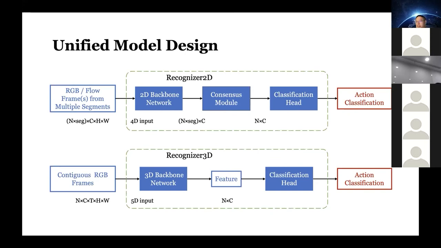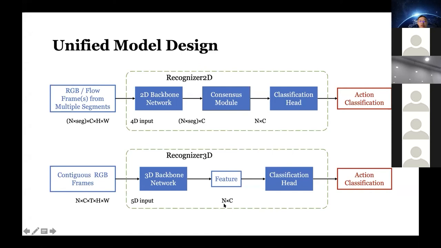And for Recognizer3D, instead of relying on multiple streams or multiple channels of feature inputs, it's just relying on the video itself, that is, the contiguous video frames. And these frames will then be expressed as a five-dimensional tensor: the number of samples, the number of channels, and the number of frames within each instance and the spatial size. So we have the temporal size T, spatial size H by W, the number of channels, and the number of samples.